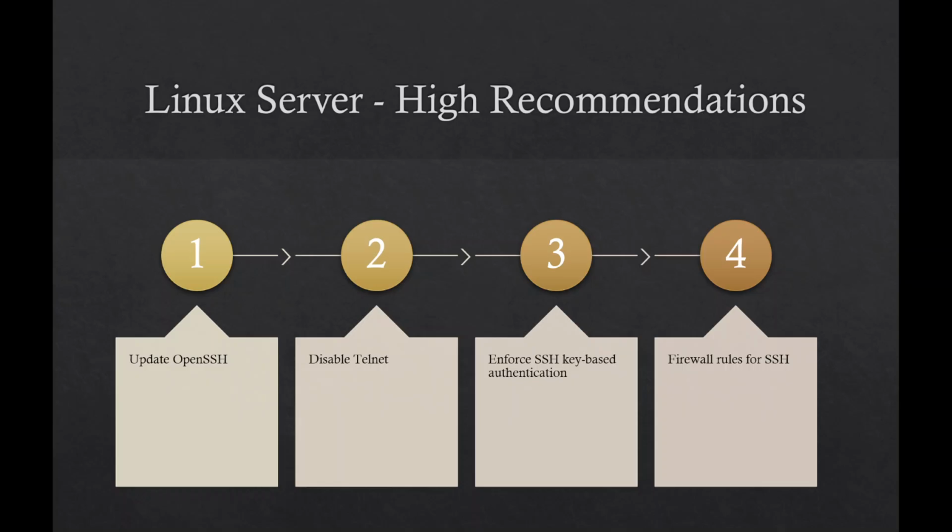So for recommendations to address these Linux risks, I proposed upgrading OpenSSH to the latest stable version immediately. Telnet services should be completely disabled by removing the telnetd package. I also recommended enforcing key-based authentication for SSH rather than relying simply on passwords, which should further enhance security. Additionally, limiting SSH access through firewall rules to known IP addresses only would help prevent any kind of brute force or unauthorized login attempts.